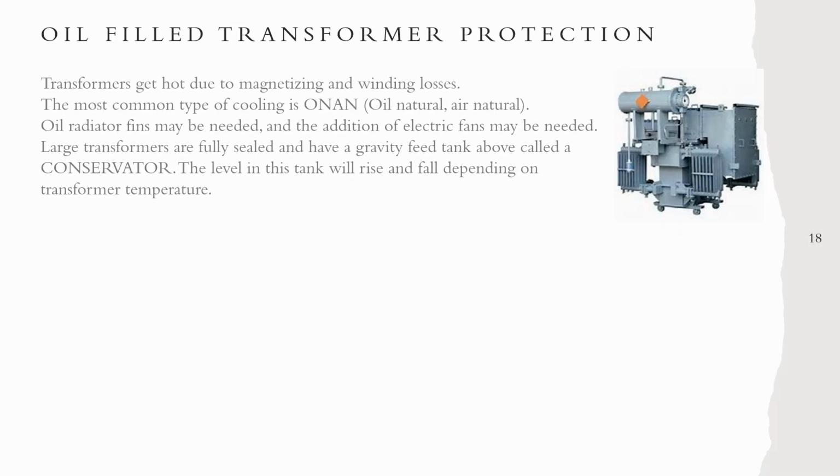Okay, now a transformer gets hot due to magnetizing and winding losses. So that's why we have different types of cooling. So we have ONAN, and then we have KNAF, different ones. You can check on Google. So these are the kinds of cooling systems.